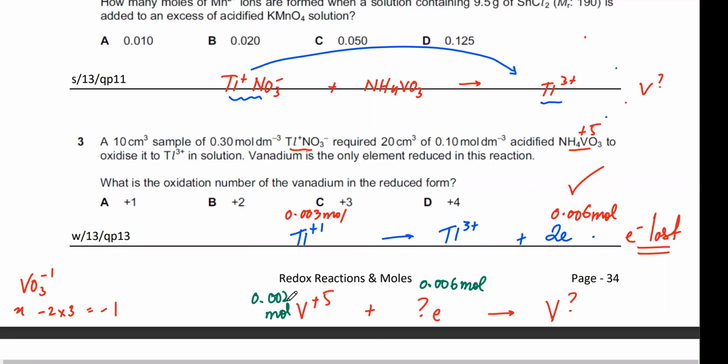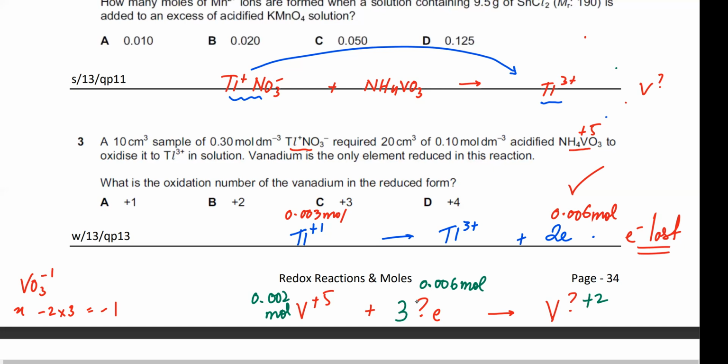So can you even tell me what's the whole number ratio now? I mean, because in the reaction we figured out that 0.002 moles of vanadium plus 5 are going to gain 0.006 moles of electrons. So what's the whole number ratio? It's 1 to 3. So that means V plus 5 would be gaining 3 electrons. So the final charge on V would be plus 2.